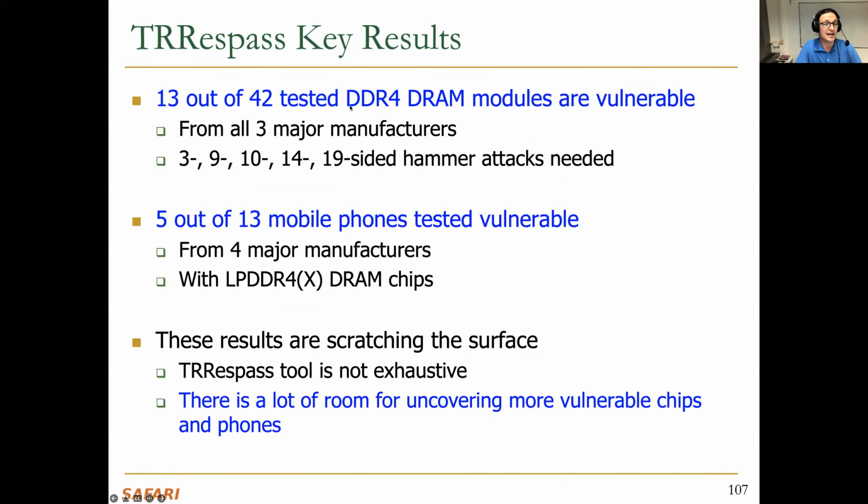A significant fraction of the tested DDR4 modules are vulnerable, even though they're claimed to be RowHammer free. And a significant fraction of the mobile phones that use LPDDR modules are vulnerable. And these results are scratching the surface. Basically, our tool was not really exhaustive. This was just to demonstrate a proof of concept. And there's still a lot of room for uncovering more vulnerable chips and phones. And we said that, and then we started working on truly uncovering the underlying implementations, basically.